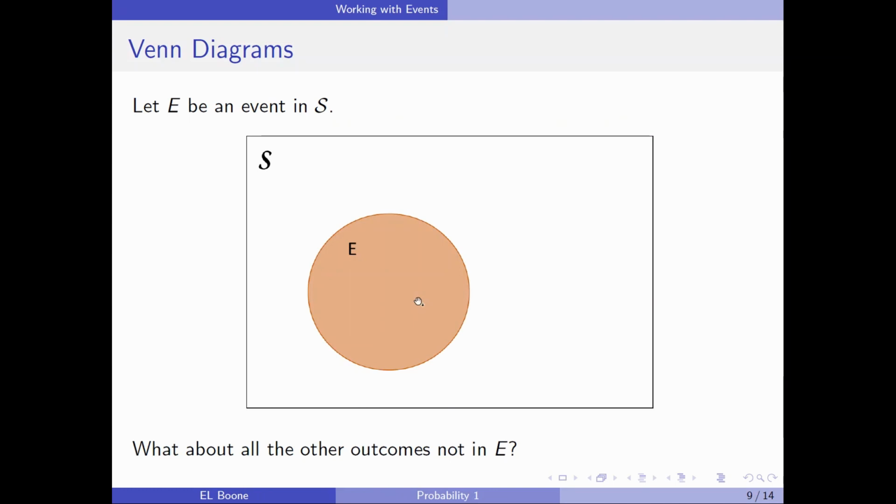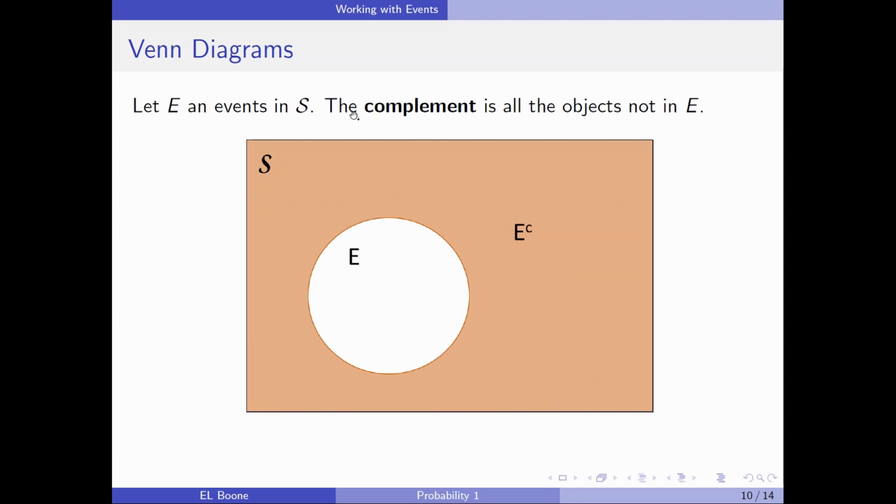All right, here's another idea. What if we have this event E and we're interested in everything that's not E? So we have this event E, and we want to know, well, what else could have happened? Everything else that could have happened is the idea of a complement. It's everything else that could have happened that's not inside of E. When you hear the complement, it's everything else.